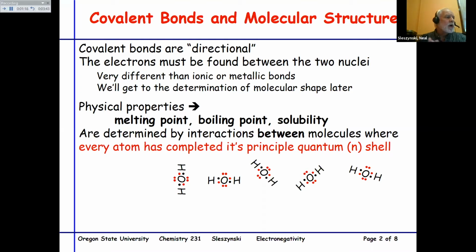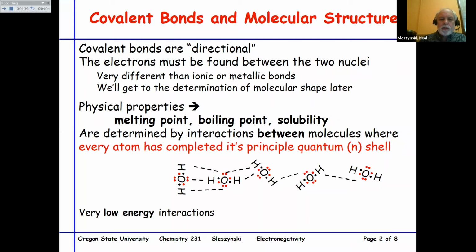And if we take a look at water molecules, in random orientations, so we've got them here. And what we see is both the hydrogens and the oxygens in water molecules have completed their principal quantum numbers. For hydrogen, that's 2. For oxygen, that's 8. And the only interactions we can have are very low interactions between the hydrogens, which are partially positively charged, and the oxygens, which are partially negatively charged.